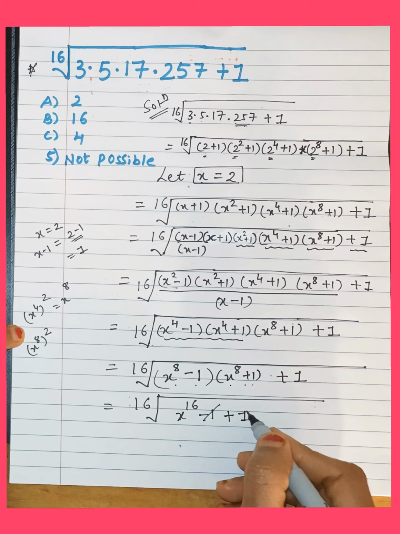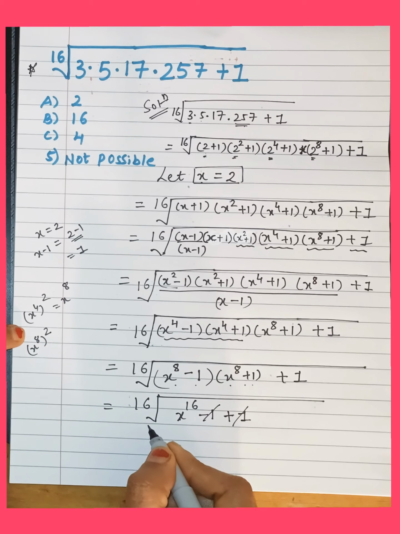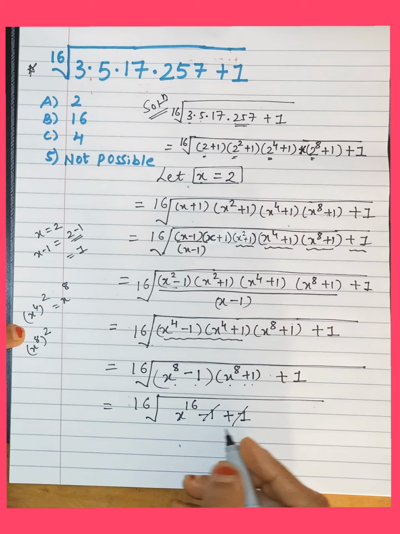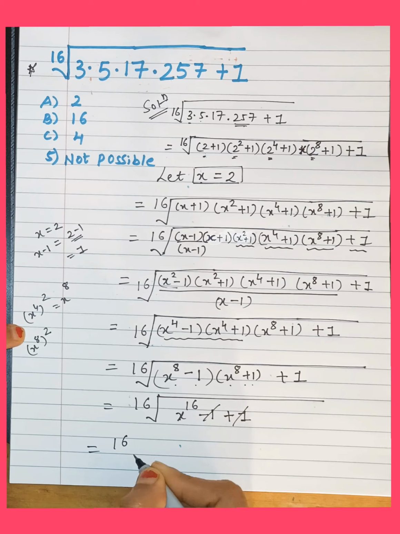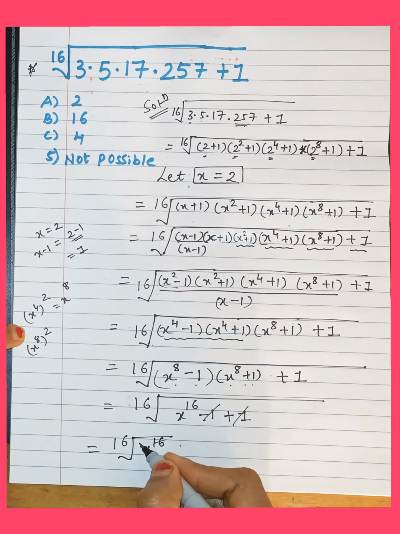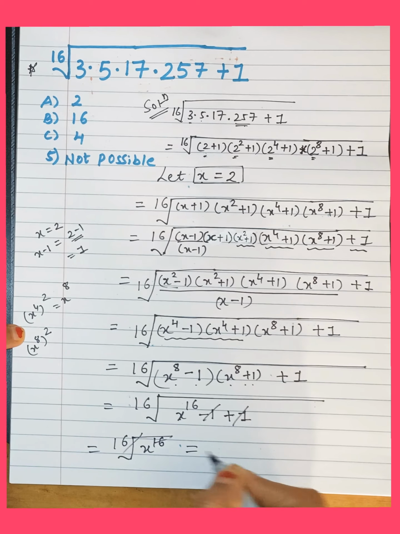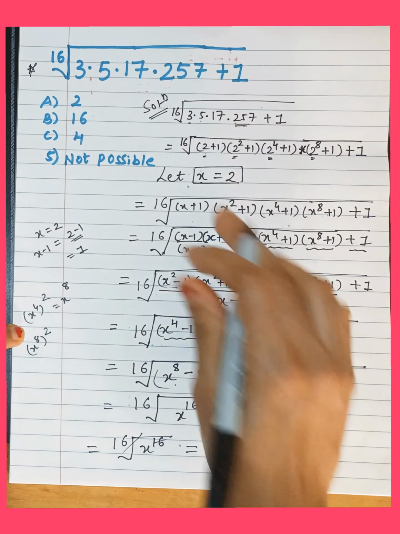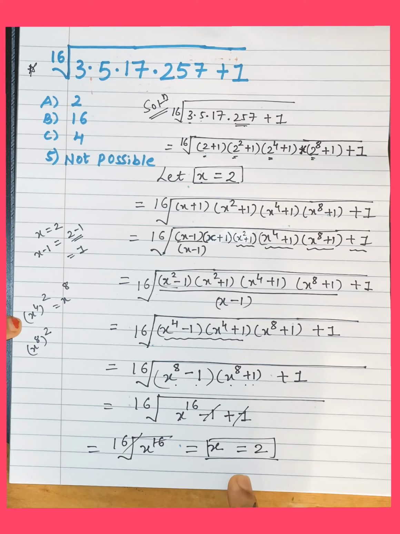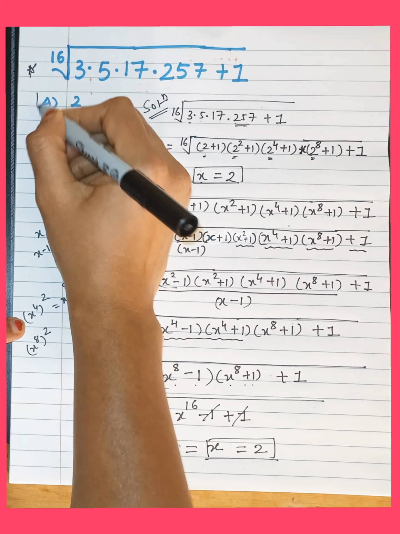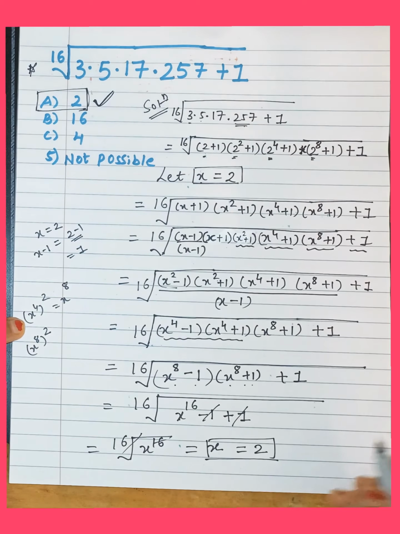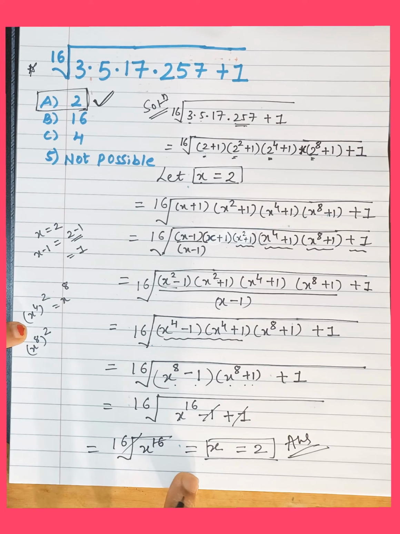Now if you see, minus 1 and plus 1 will get cancelled off, and we are left with the 16th root of x raised to 16. Now this 16 and this root 16 will get cancelled off, and the final answer is x. And what is x? X is 2. So 2 will be our correct answer. So x equal to 2. So option A would be the correct answer. Hope you understood this sum.